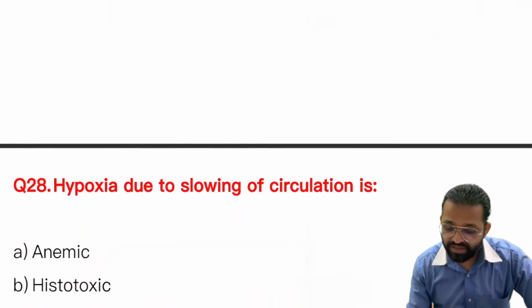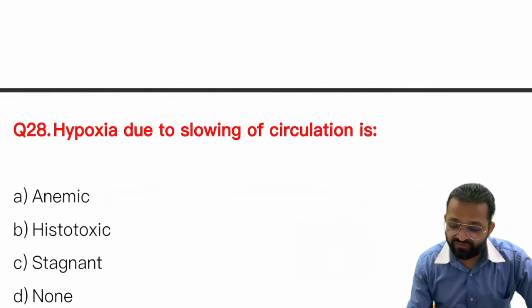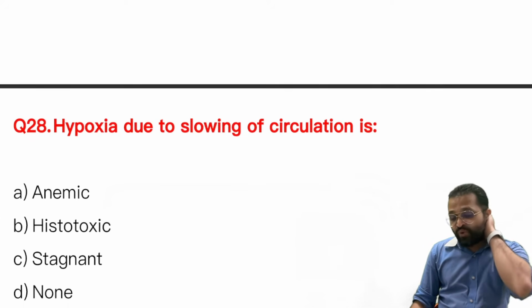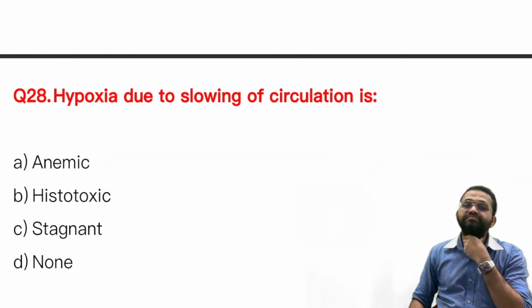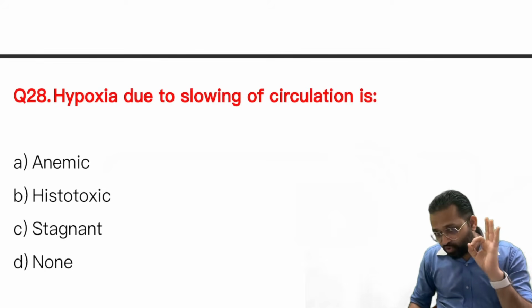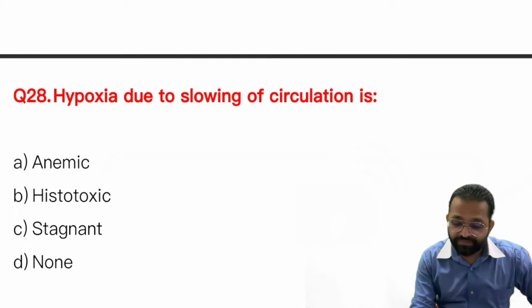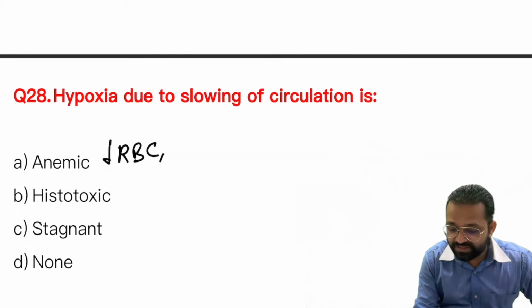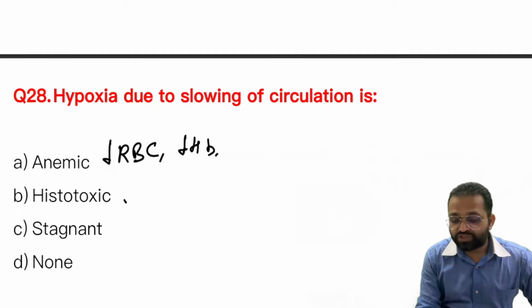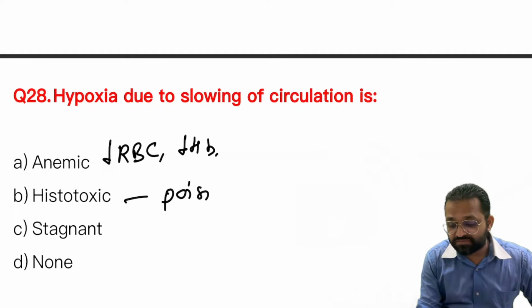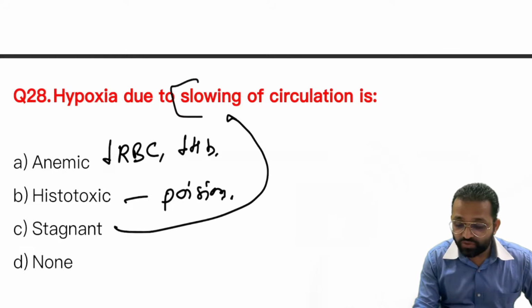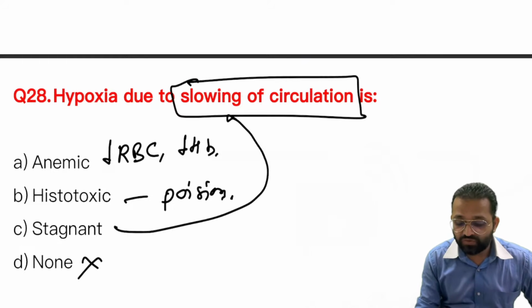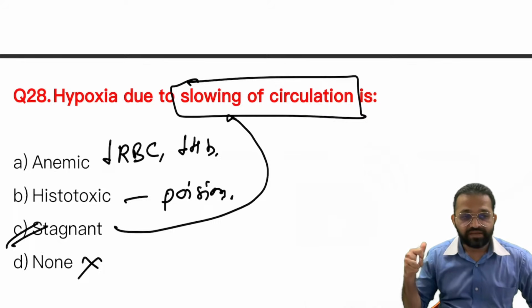Come to the next. Hypoxia due to the slowing of the circulation. Yes, the slowness of the blood circulation. Anemic? No, it is due to decreased RBC, decreased hemoglobin. Histotoxic is due to any poison like cyanide. Stagnant, yes, due to the slowing of the circulation. Not the none. Answer is C. Am I right?